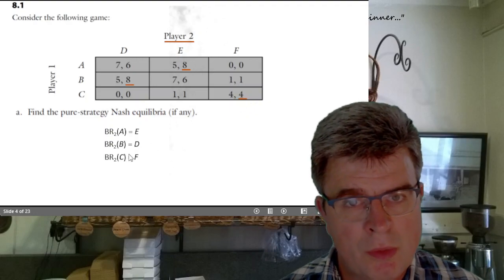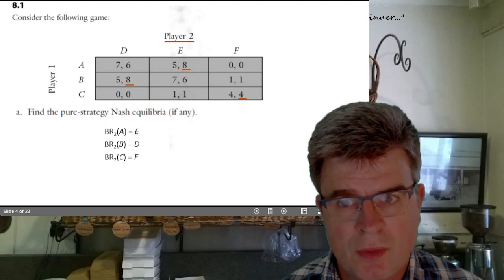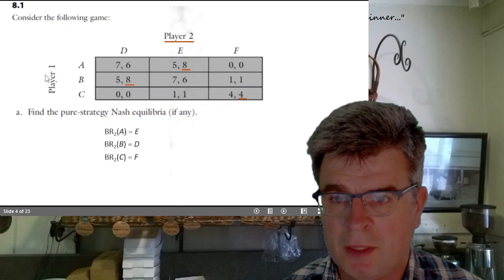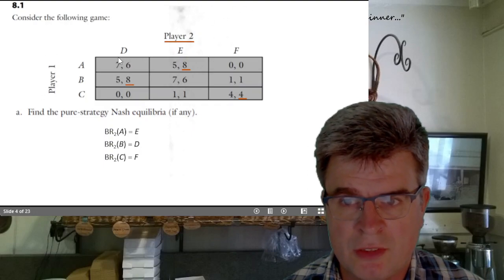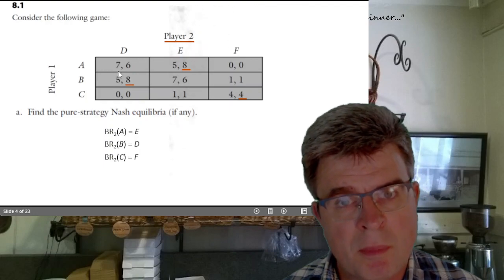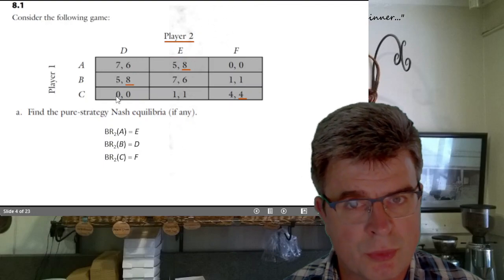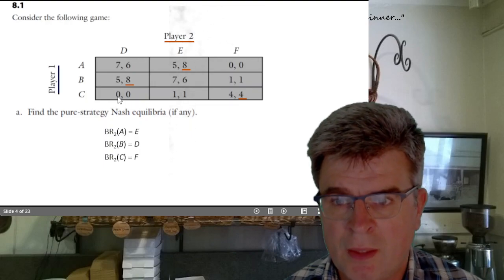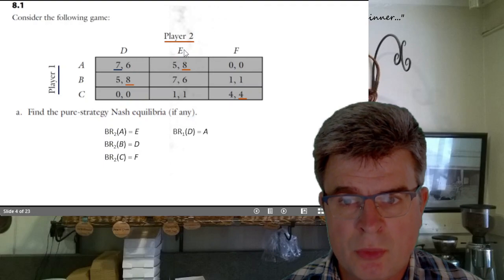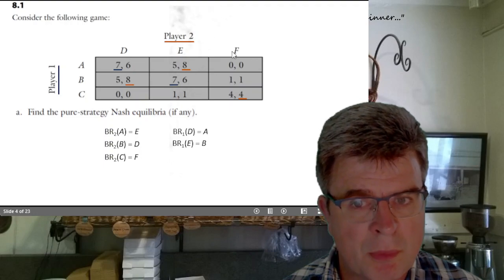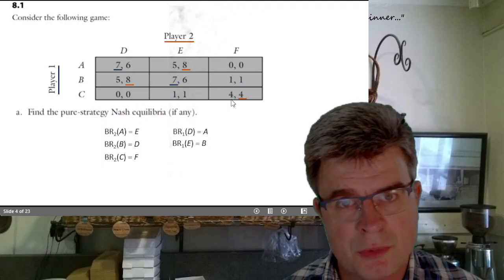And then we also consider player 1. So what is optimal for player 1 to do, conditional on a given action by player 2? Well, given that player 2 plays D, it's optimal for player 1 to play A, because that will give him a payoff of 7 instead of the 5 or 0 that he would receive if he would respond by playing B or C. And if player 2 will play E, it's optimal for player 1 to play B. And if player 2 plays F, the optimal response by player 1 is to play C.